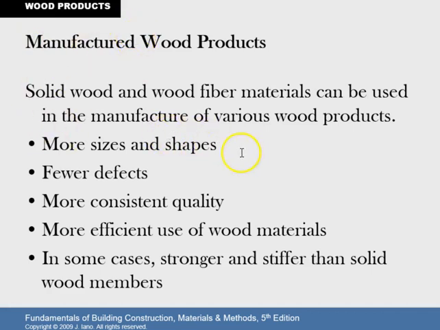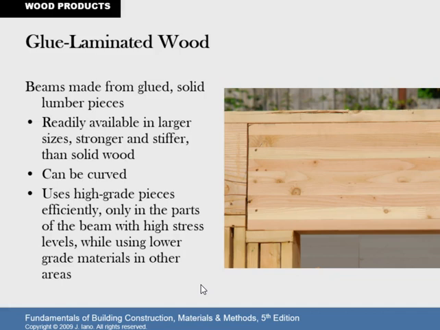So manufactured wood products, there's a lot of variety in sizes and shapes. Producing them the way they are provides the opportunity to avoid defects. Those pieces would be eliminated. Produces more consistent quality than just standard wood. More efficient use of wood materials, less waste. And then in some cases stronger, stiffer than solid wood members. So they're engineered essentially.